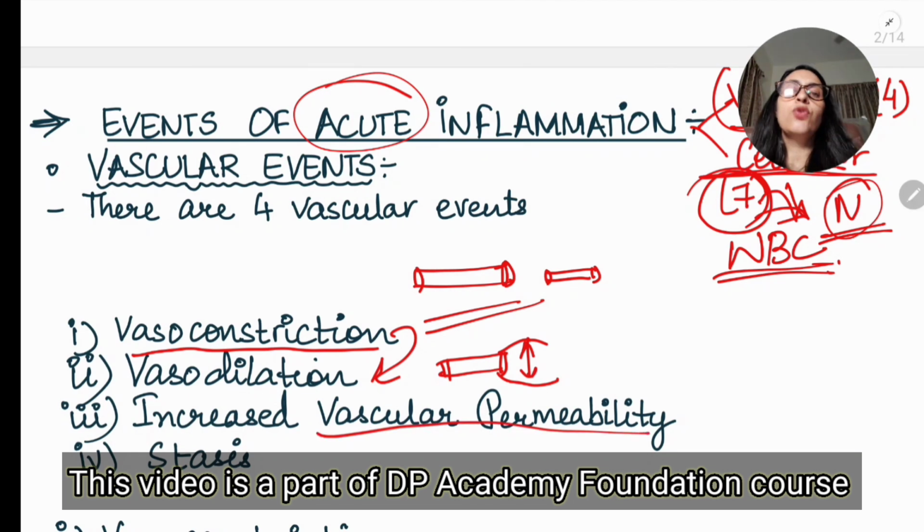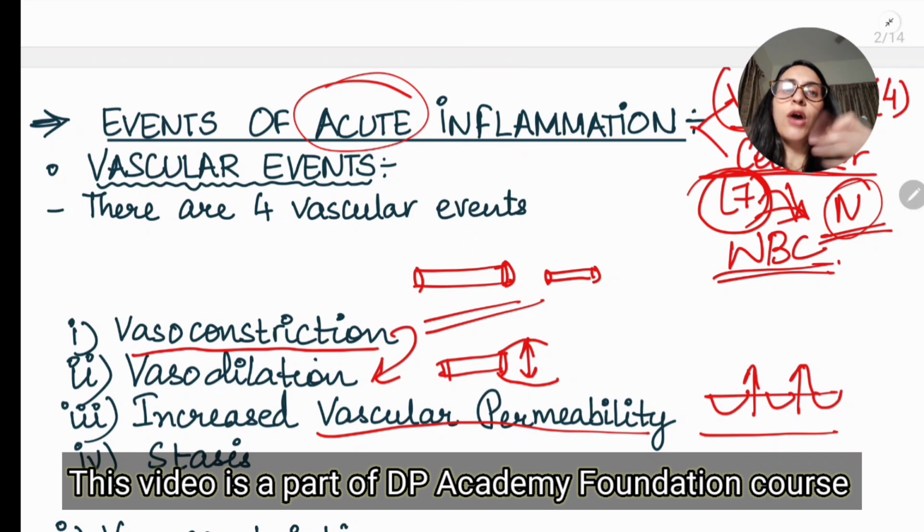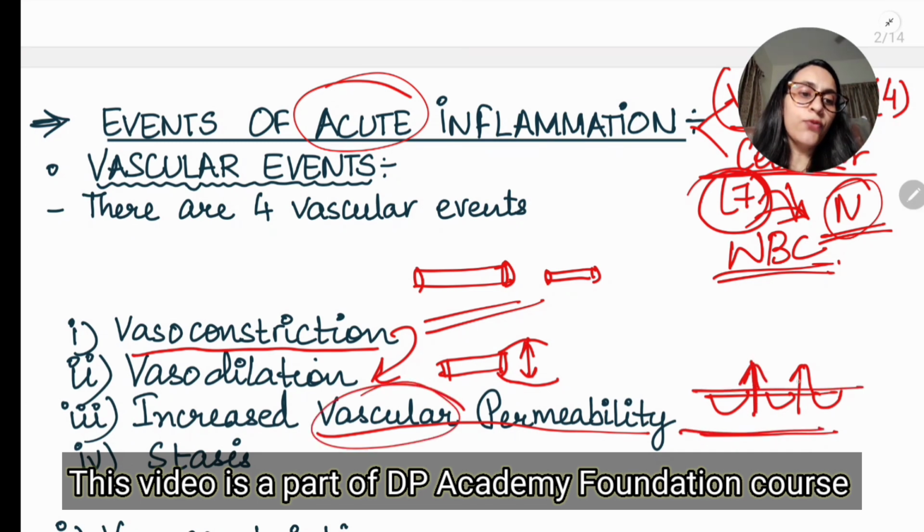Then there is increase in the vascular permeability. As the name suggests, increase means something is increased. Vascular means blood vessel. Permeability means something is going to go out of the blood vessel. Blood vessel is permeable, means something is going out. Fluid is going out of the vascular. Where? Vascular means blood vessel. Some fluid is going out of the blood vessel. And then stasis. Stasis means something is stagnant. So what flows inside a blood vessel? It is the blood. So what is stasis? It is the stagnation of the blood flow.